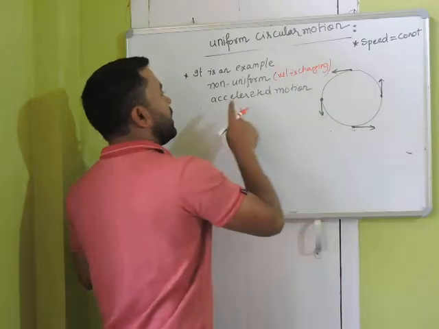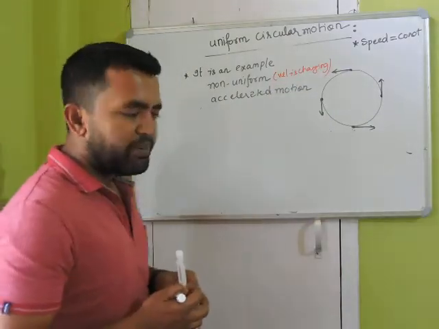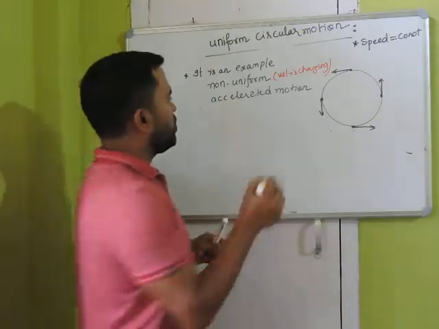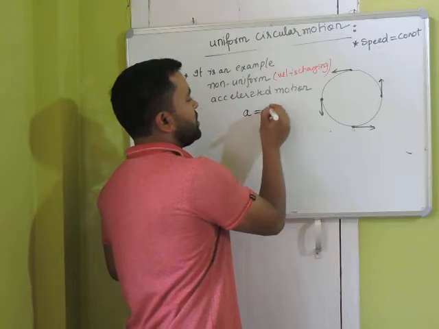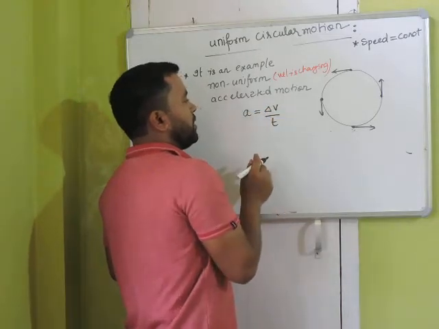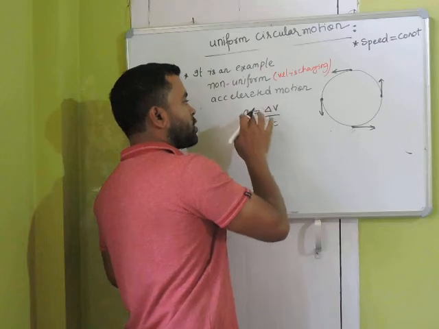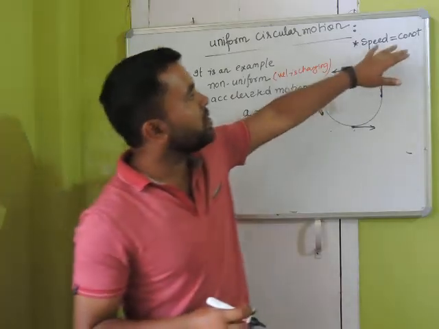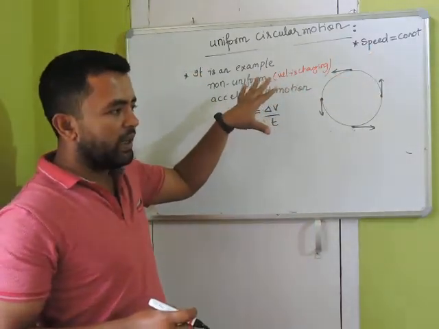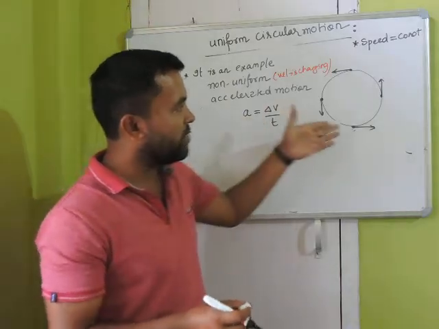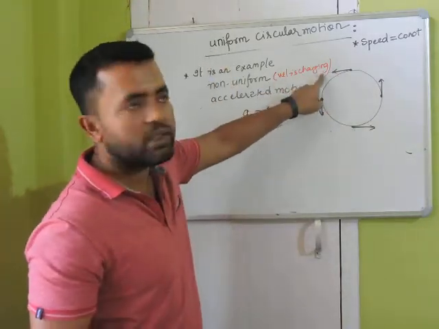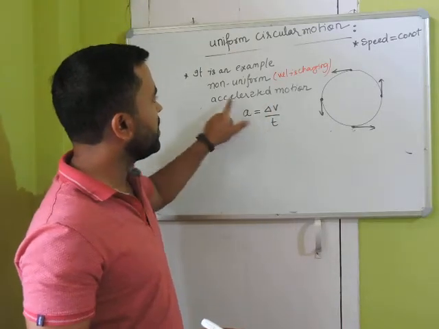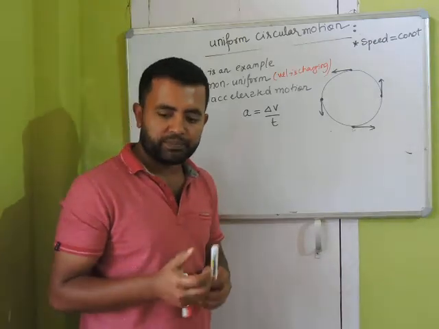Now, if velocity is changing, if you remember, change in velocity by time is acceleration, right? So acceleration is nothing but change in velocity by time. So velocity is changing, so acceleration is there, that's why it is accelerated motion. Even though the speed is constant, velocity is not constant, and since velocity is a vector quantity, it is defined by direction, and since velocity is changing, acceleration will be there, because acceleration is change in velocity by time. So this is an example of accelerated motion.